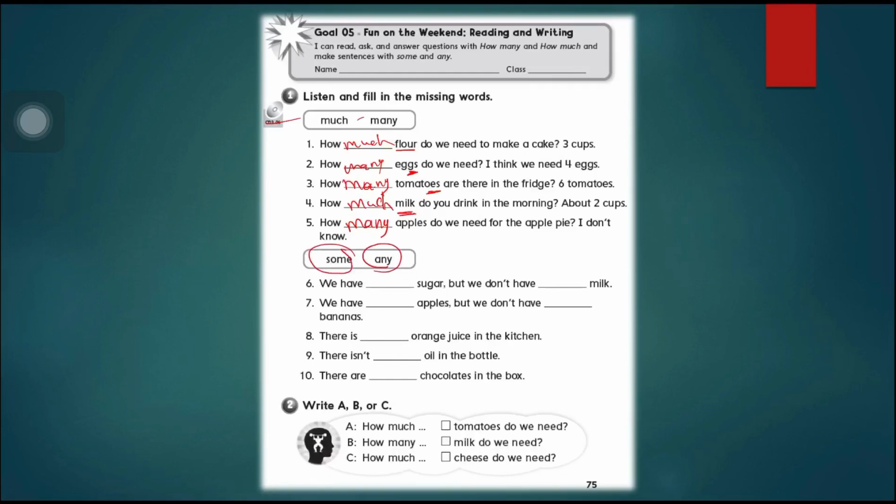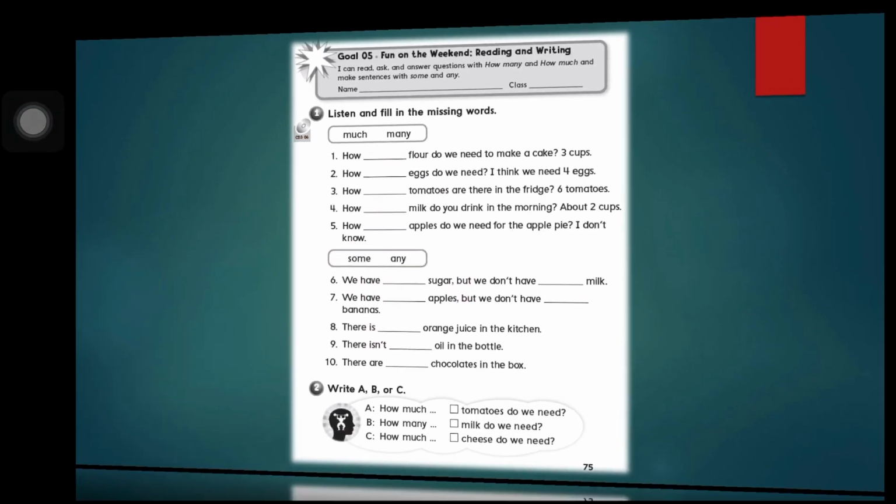Some بتيجي في ال affirmative sentence و any بتيجي في ال negative sentence. So we're gonna say we have some sugar but we don't have any milk. We have some apples لأن هي affirmative مثبتة but we don't have any. But بتربط بين جملتين متناقضتين. Okay, there is some orange. ليه some؟ عشان is مثبتة. There isn't منفية so we're gonna say there isn't any. There are some chocolate and so on.